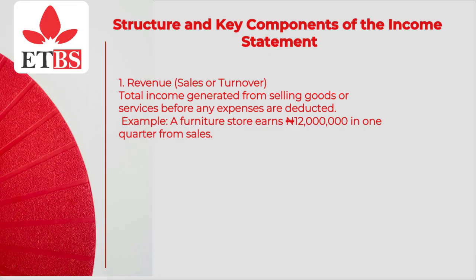4. Operating expenses, OPEX. Includes all expenses not directly tied to production, such as salaries and wages, rent, utilities, marketing and advertising, and depreciation. 5. Operating income, EBIT, earnings before interest and taxes. EBIT = gross profit - operating expenses. EBIT reflects the core profitability from business operations.